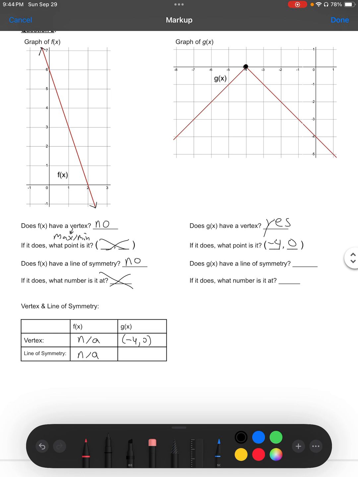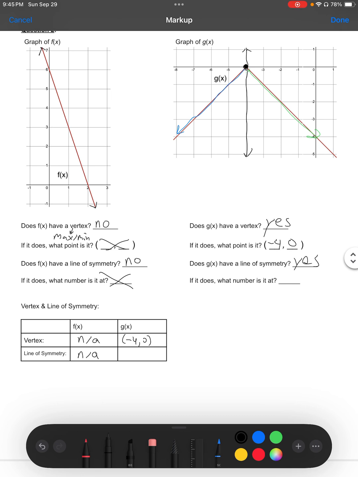If you have a vertex, then you are also most likely going to have a line of symmetry. And if you look at the graph here, I can put a line that goes through that vertex that makes it the same on both sides. We should be able to see that this blue part that I've just drawn on there is the same as this green part that I've drawn on there. It is the same on both sides of that line of symmetry. So yes, g of x does have a line of symmetry.